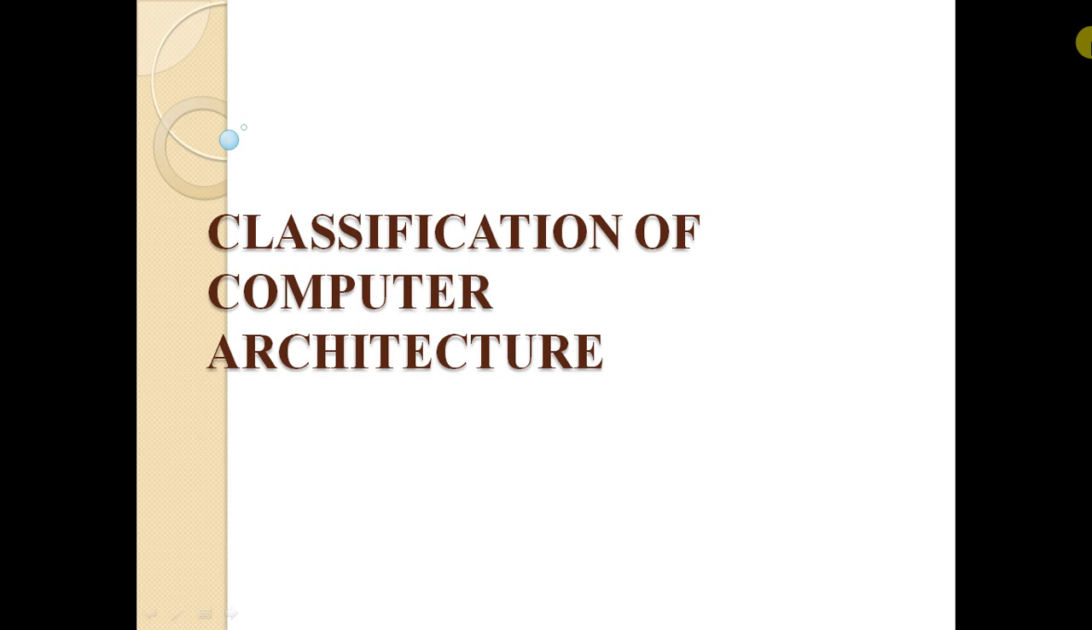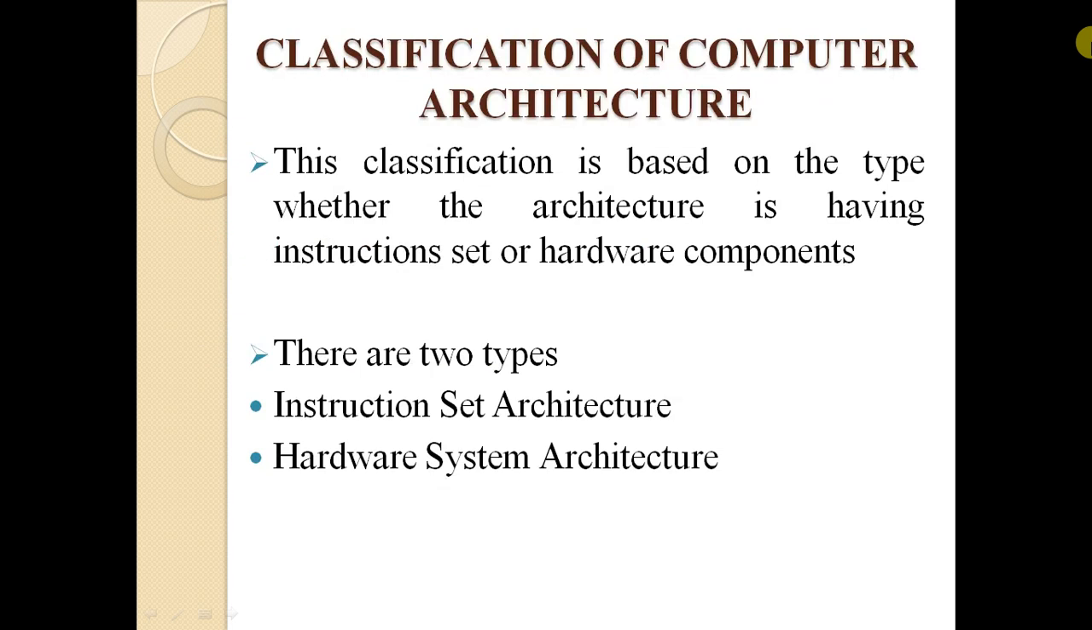In this video, we are going to learn classification of computer architecture. This classification is based on the type, whether the architecture is having instruction set or hardware components. There are two types: instruction set architecture and hardware system architecture. Let us discuss these two one by one.